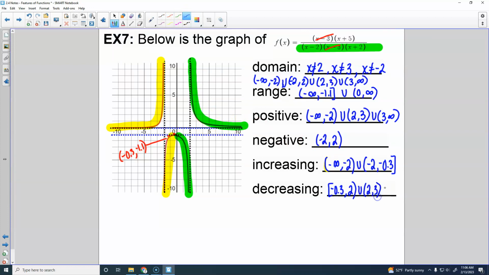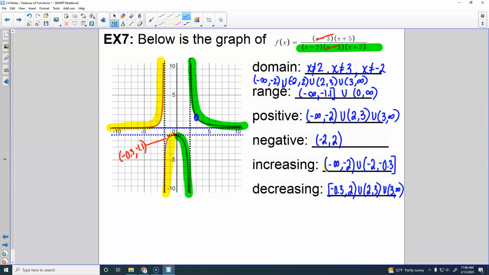So 2 to 3, and then 3 to infinity here. And I'm excluding 3 because you have a hole in the graph at that point. We can't really see it, but right there at 3 we know we have a hole. Now, most of the problems that you're going to see are not going to be this complicated. We'll get one of these where you'll have more of the others.